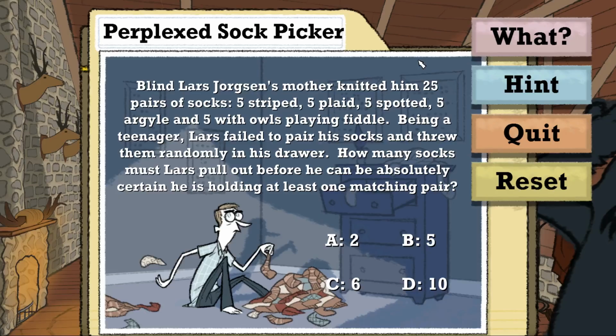Jorgen's mother knitted him 25 pairs of socks: 5 striped, 5 plaid, 5 spotted, 5 argyle, 5 plain. Being a teenager, he failed to pair his socks and threw them randomly in his drawer. How many socks must Jorgen pull out before he can be absolutely certain he's holding at least one matching pair? And now it's math and probability.